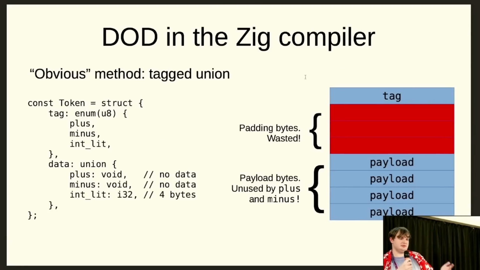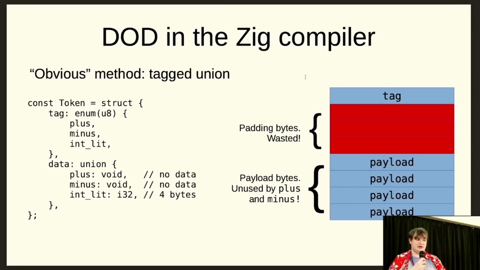So the obvious method for representing these things is a tagged union, which I've written out here in a Zig syntax, but a kind of C style. So you have a tag, which in this case is just 1 byte, and you have data for each tag, which is stored in a union. So the problem with this is obvious when you look at the memory layout.